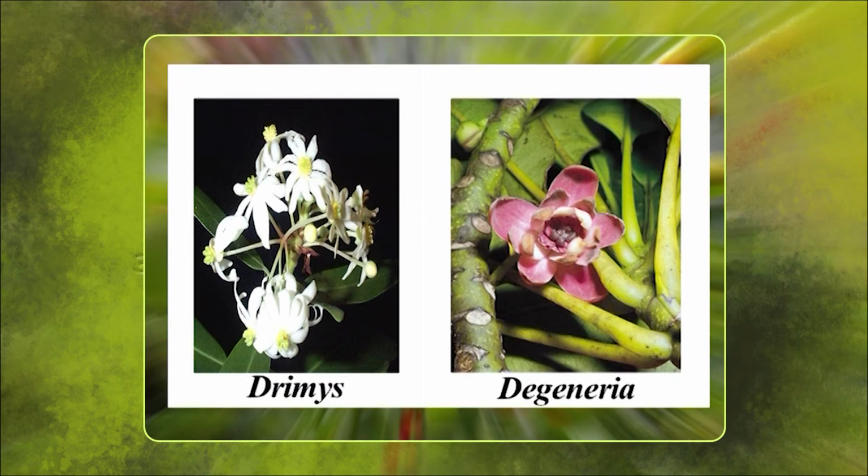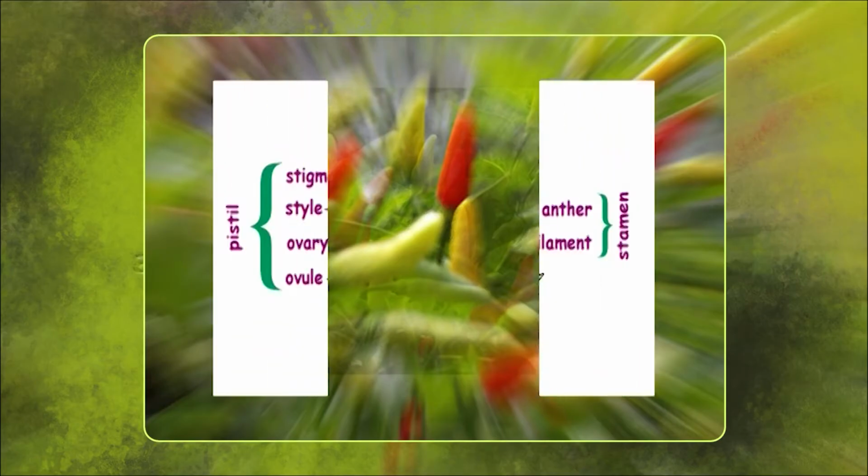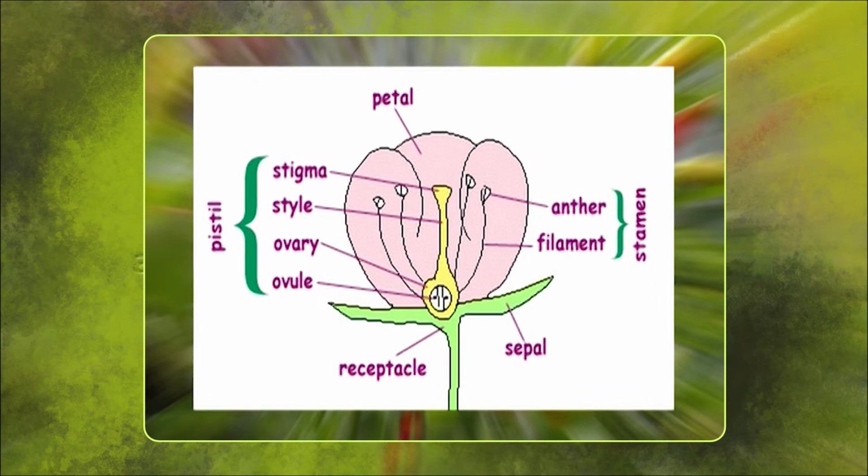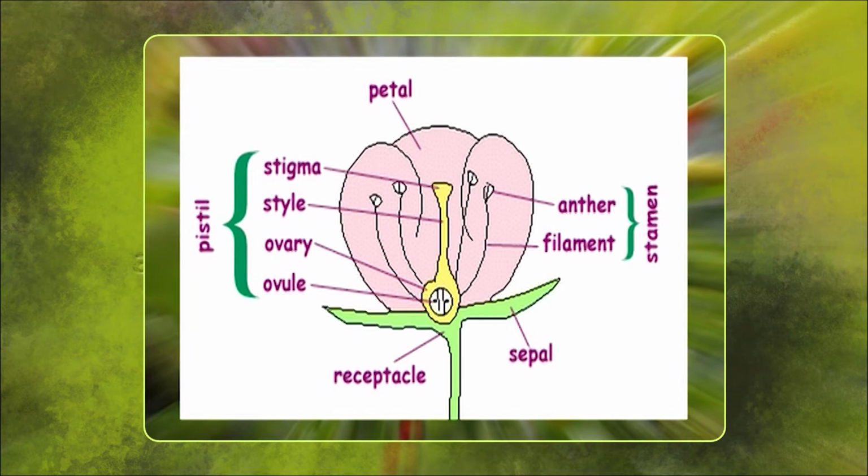In some primitive plants, for example Drimys, Degeneria, there is no distinction of ovary, style and stigma. The pollen is received on a longitudinal stigmatic crest extending from apex to the base. The whorls of floral organs, that is sepals, petals, stamens and carpels, are attached to a part of the stem called the receptacle. A single carpel or a group of fused carpels is sometimes called a pistil.